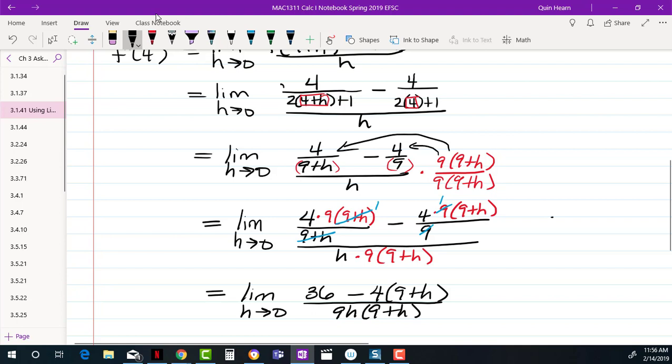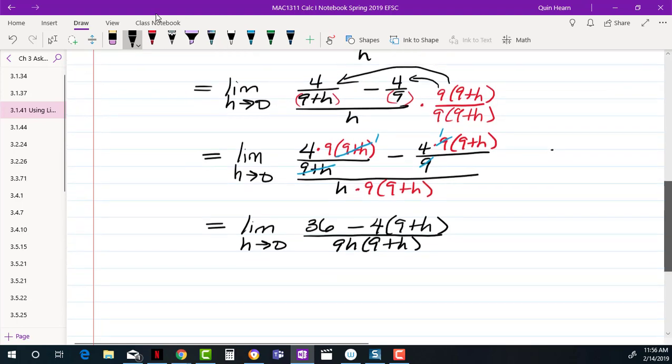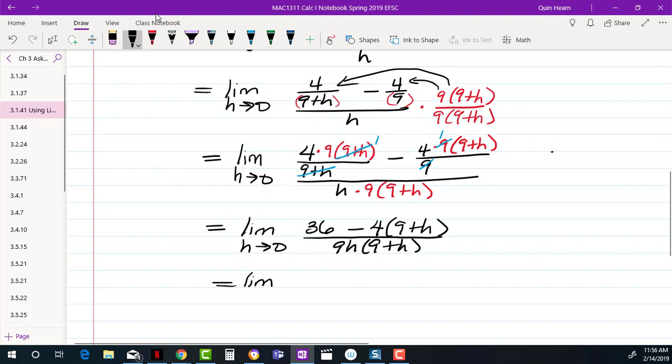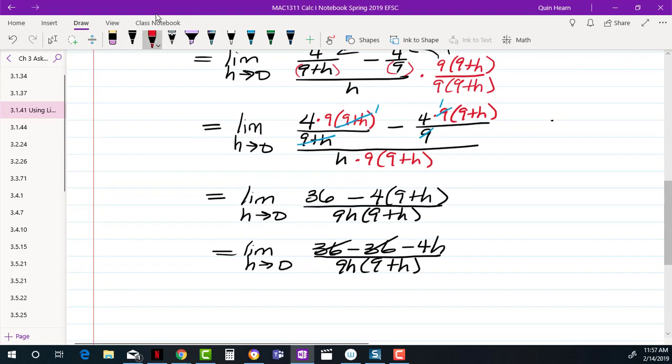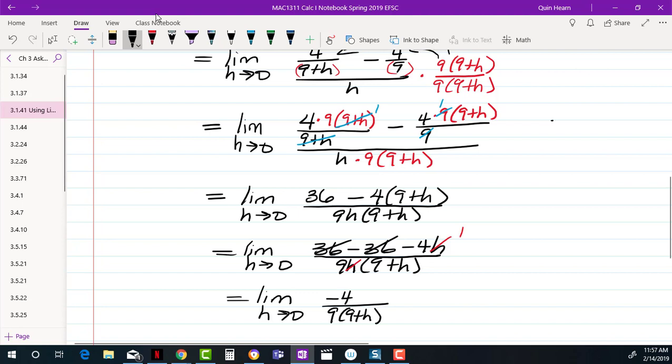And we're going to simplify a bit. Distributing that negative 4, we have the limit as h goes to 0 of 36 minus 4h over 9h times 9 plus h. The 36's cancel. And as a matter of fact, now we have a factor of h in the numerator and in the denominator. Those divide out and leave a 1. So we actually have the limit as h goes to 0 of negative 4 over 9 times 9 plus h.